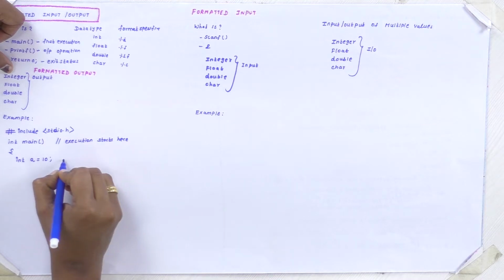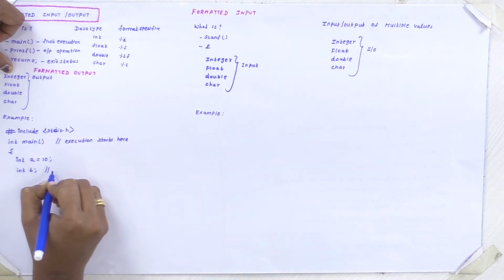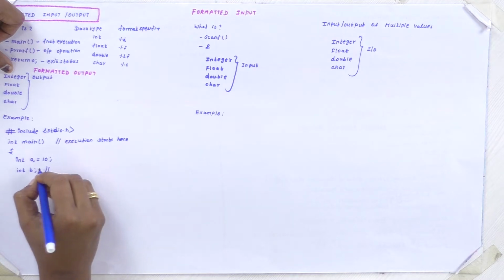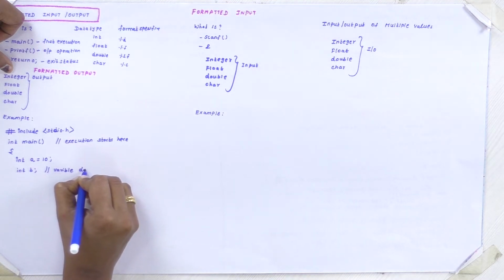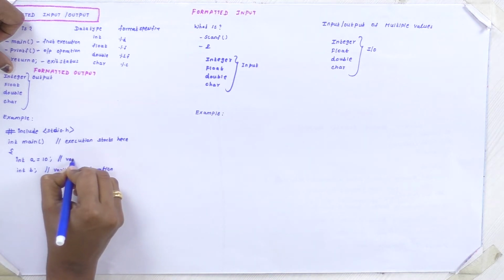If you give int a, or int b, it is called variable declaration. When you give a value, it is called a variable definition. When you just declare a variable, it is called variable declaration. This is called variable declaration. This is for variable definition.